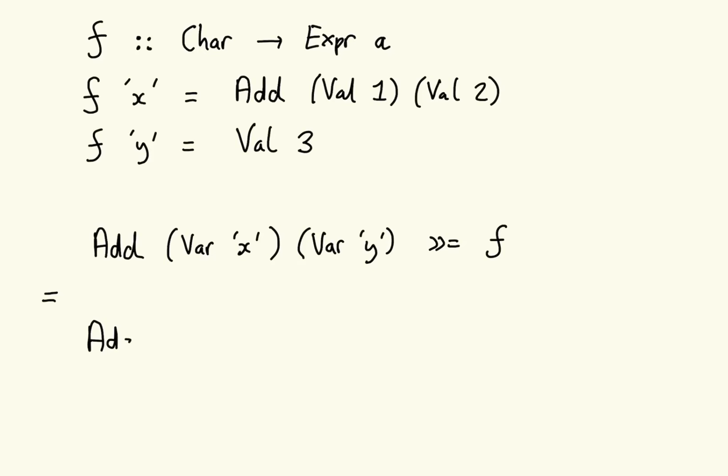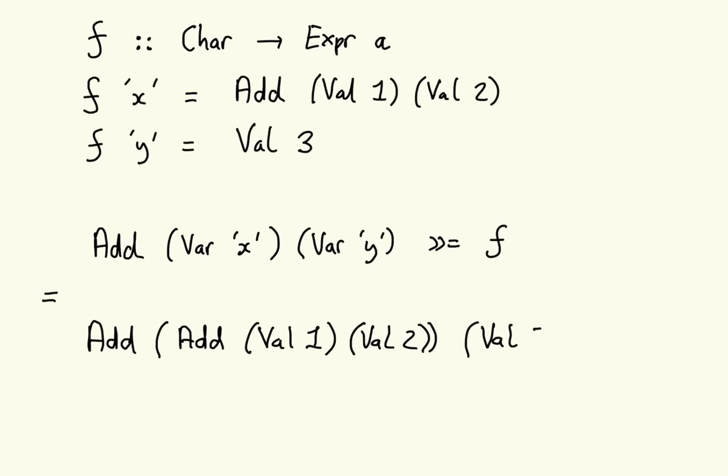So you get the same expression, but now x has been replaced by add of val 1 and val 2. So x has been replaced by 1 plus 2, and the y has been replaced by 3. So again, what we see is you take an expression which contains variables, you feed it in using the bind operator to some function f, which is going to be a little substitution, and then what we see concretely is that the variable x has been replaced by 1 plus 2, and the variable y has been replaced by the value 3.